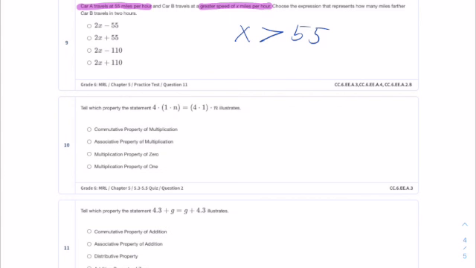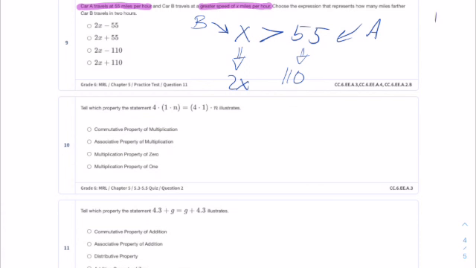Okay, so in 2 hours, we know in 1 hour car A goes 55 miles, so in 2 hours car A would go 110 miles. Car B would go 2x miles. So we want an expression that represents how much farther car B went than car A. We know that car B went farther than car A, but the question is how much farther, right?